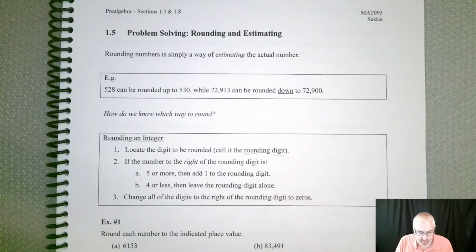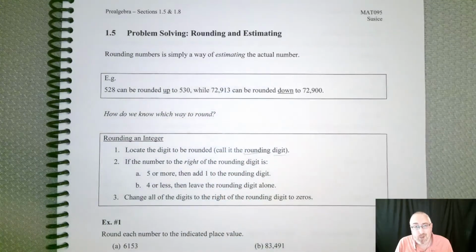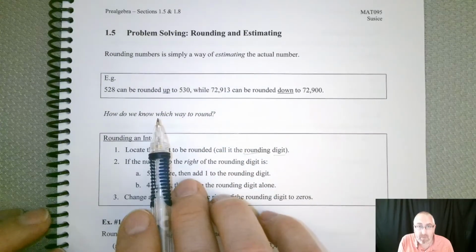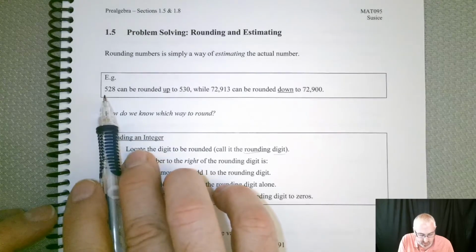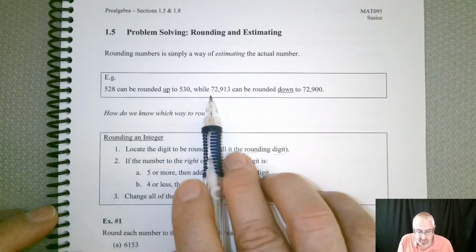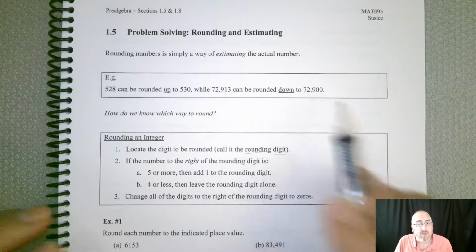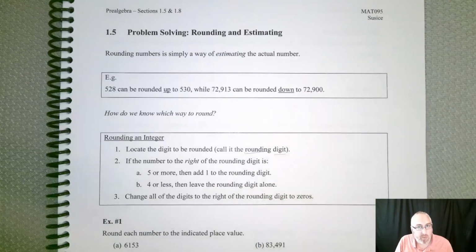Rounding and estimating are kind of the same thing, because rounding is simply a way of estimating the actual number. It turns out we can do rounding a couple of different ways. So I have a couple of examples here. 528 can be rounded up to 530, while 72,913 can be rounded down to 72,900. Now the big question is how do we know which way we're rounding? The answer is it depends on what place value you're rounding to. So place values are going to be very important for this section. If you didn't think they were worthwhile previously, they are when it comes to rounding.